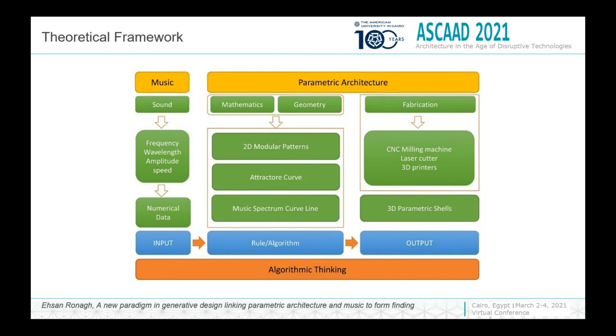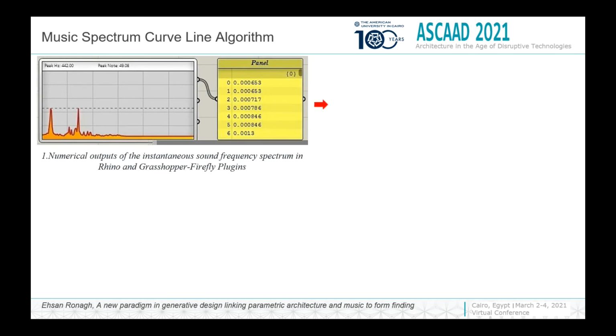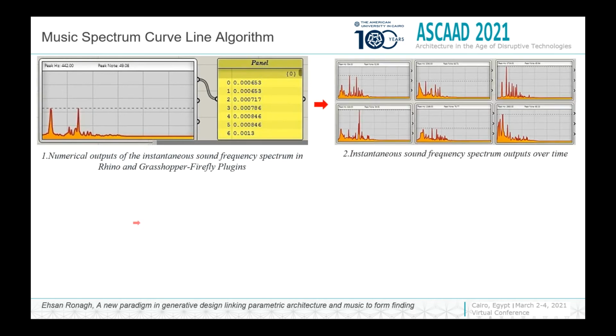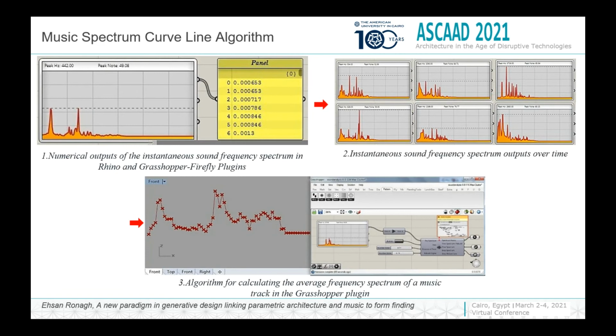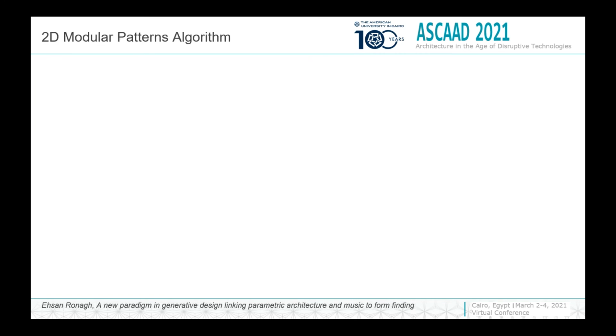Now, let me go back to the algorithms which I mentioned before. One of them is the music spectrum curve line. By this one, we can calculate the average frequency spectrum of a music track over time. Here, you can see two-dimensional modular pattern algorithms for making basic platforms.